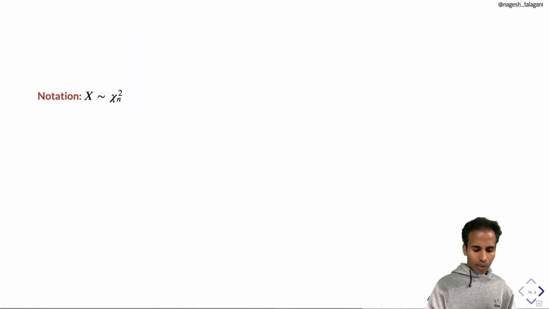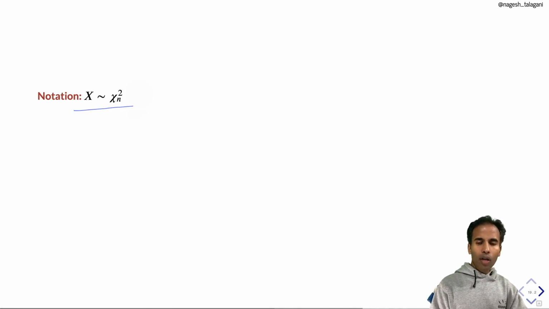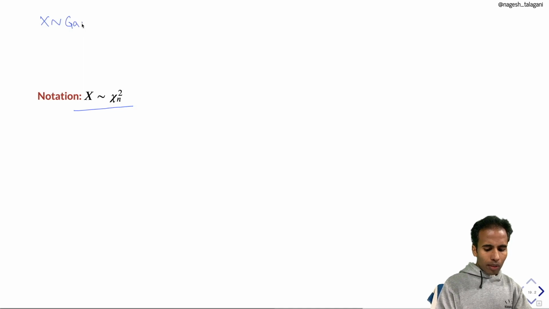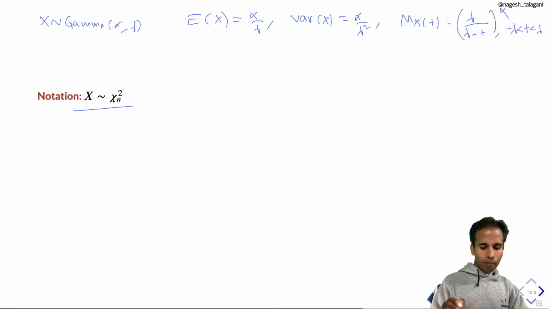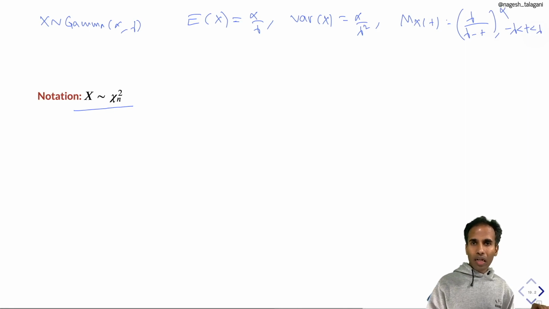Here is the notation. We read it as x follows a chi-square distribution with n degrees of freedom. First of all, if x follows a gamma distribution with parameters alpha comma lambda, then we know that the expectation of x is alpha by lambda, the variance of x is alpha by lambda square, and the MGF is lambda by lambda minus t to the power alpha, which makes sense for t less than lambda. This is what we know about the gamma distribution.